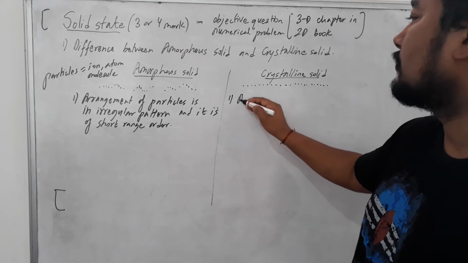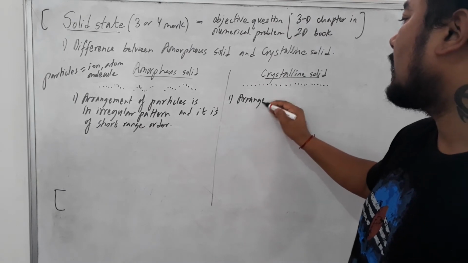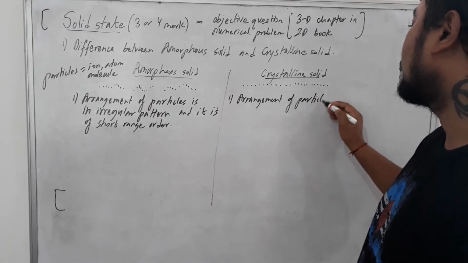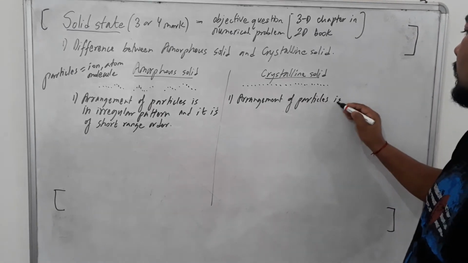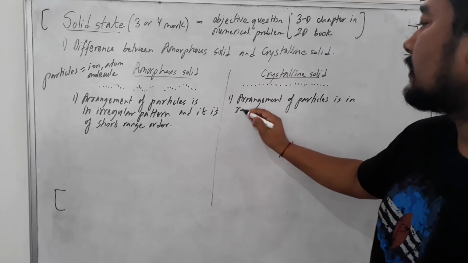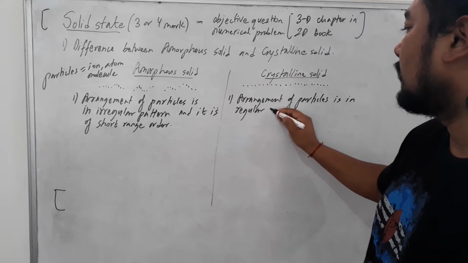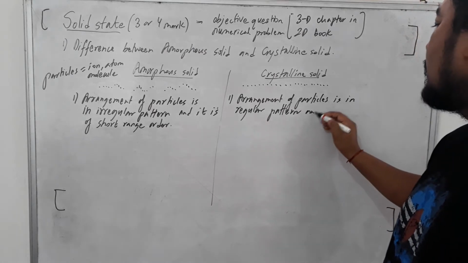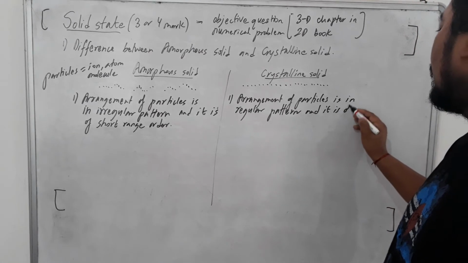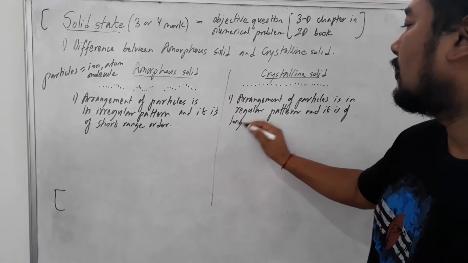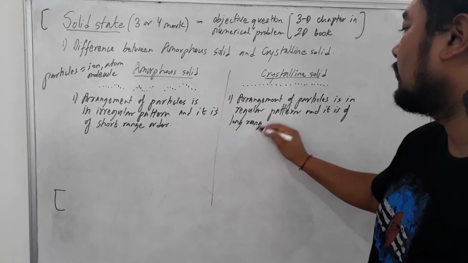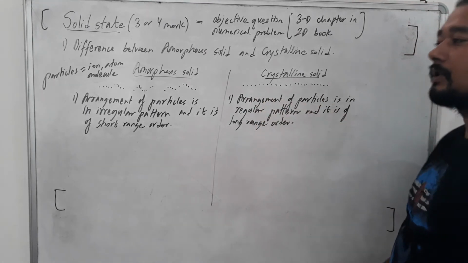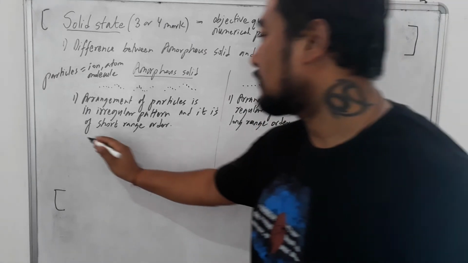Whereas here, if you see, students, the arrangement of particles, dots meaning particles, is in regular pattern. You can see it is in regular pattern, and it is of long range order. So this is one of the differences between amorphous and crystalline solids.